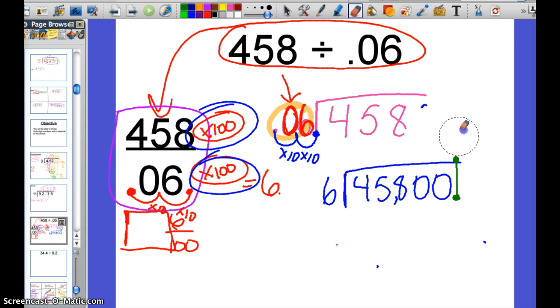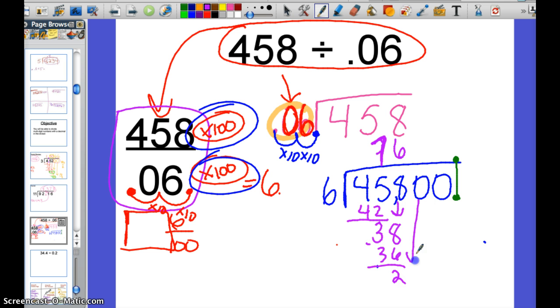To go through this the regular old way, I'm going to go really fast. 6 goes into 45 7 times. 7 times 6 brings you to 42. You have 3 remaining. Bring down the 8. 6 goes into 38 6 times, minus 36, leaves you with 2. Bring down the 0. 6 goes into 20 3 times. That leaves you 18. You have 2 left. Bring down this 0. 6 goes into 20 3 times.